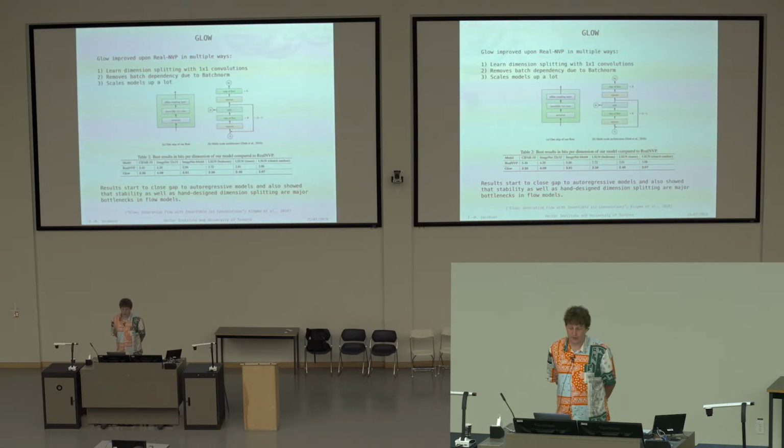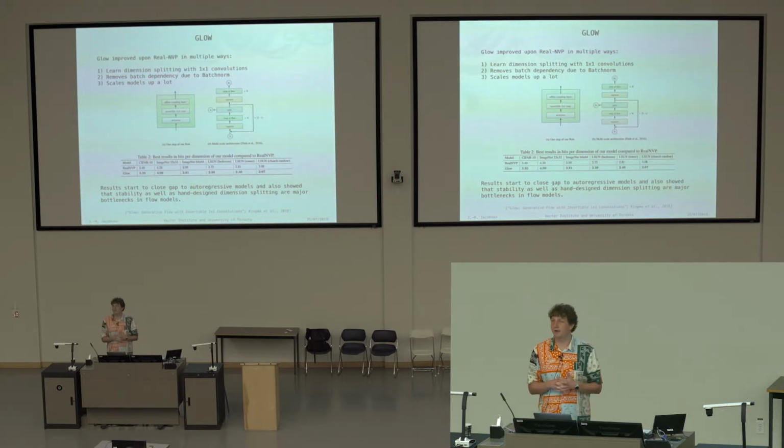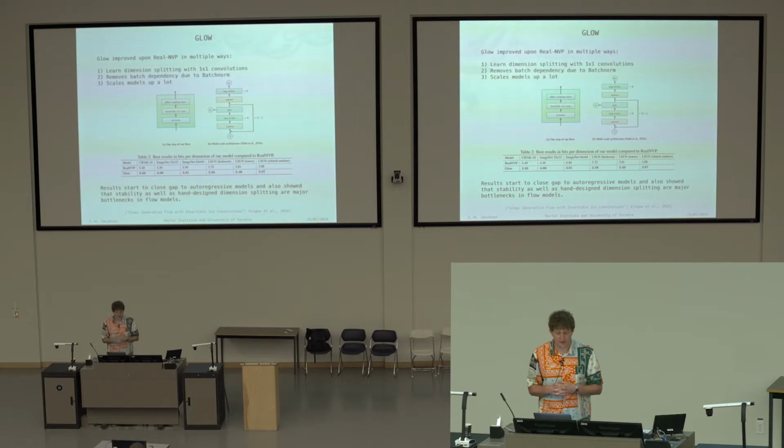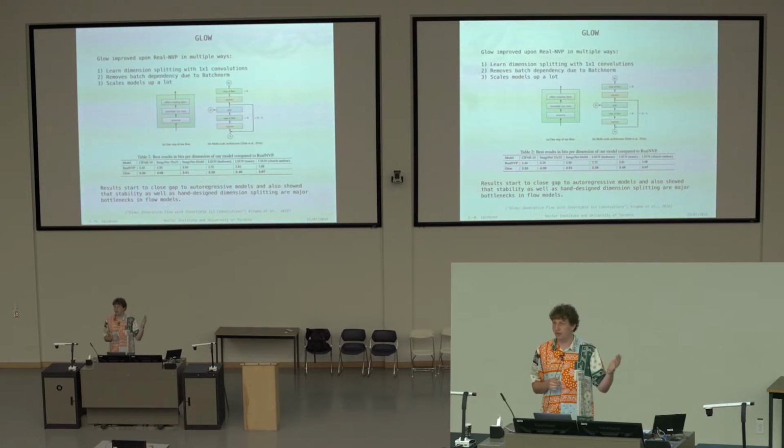GLOW improves upon RealNVP in multiple ways. One thing is that they now learn the dimension splitting with a 1x1 convolution, instead of a generic splitting along the channels. As you said, it turns out that this is pretty important, and now they interleave a 1x1 convolution with these simple coupling blocks with a simple channel splitting, and that helps a lot. They remove the batch dependency, which was due to batch norm in the original RealNVP, which helped to converge fast, but at the same time also gives you a lot of instability.